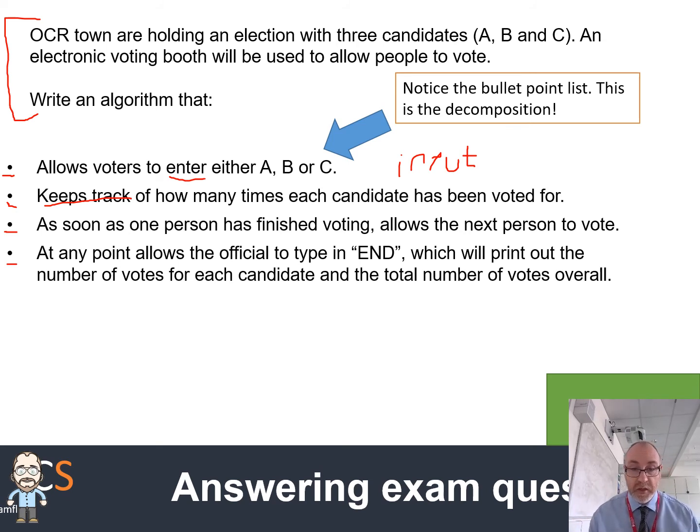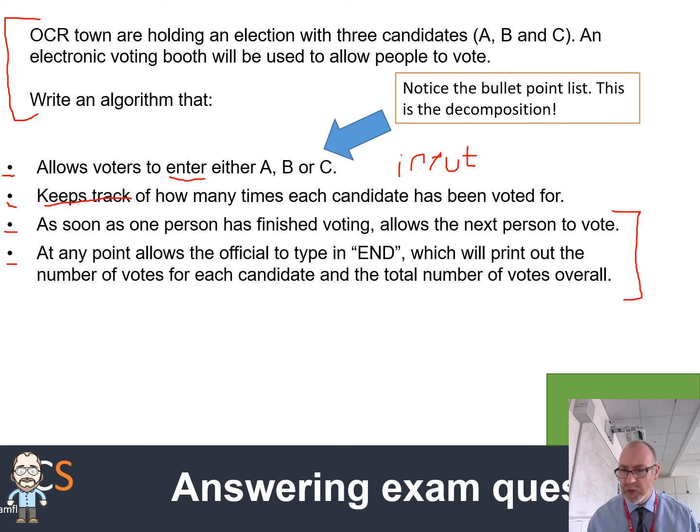Okay. As soon as one person finishes voting, it allows the next person to vote. Well, I'm repeating something there. Loop. Okay. Now it doesn't say repeat or until and things like that in that statement, but it does clearly suggest I'm repeating something. And as soon as I think I'm repeating something, that's a loop.